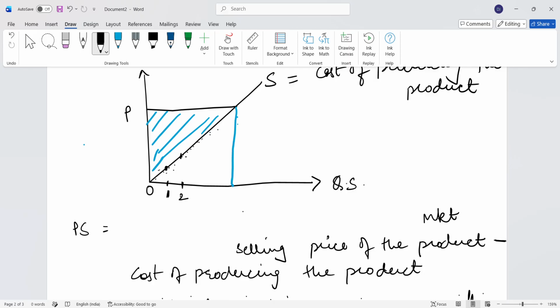Now it will be more clear when we come to the equilibrium, and I'll show you on the same graph where is the consumer surplus and where is the producer surplus. All right. Okay, that's all for today. And next, I'll start with most probably the elasticity.